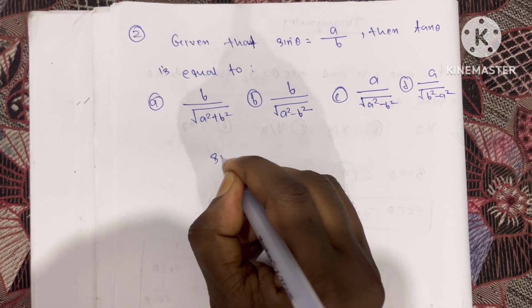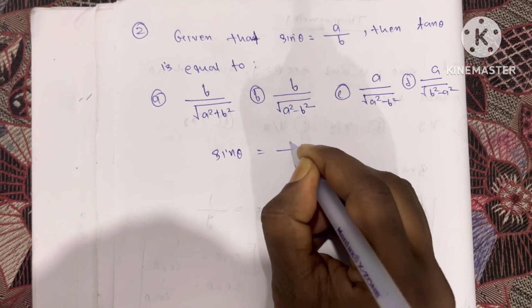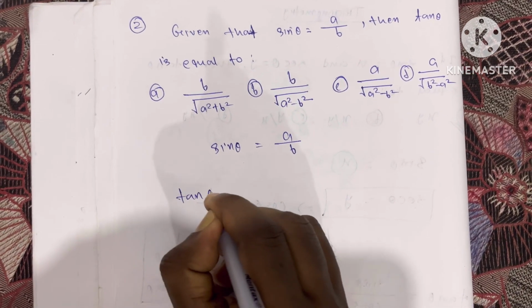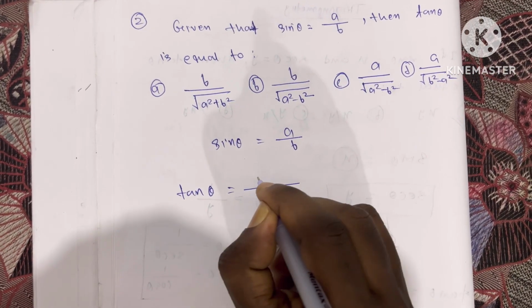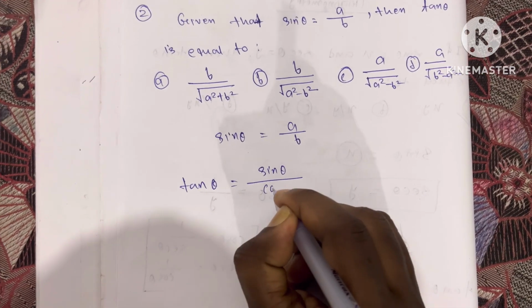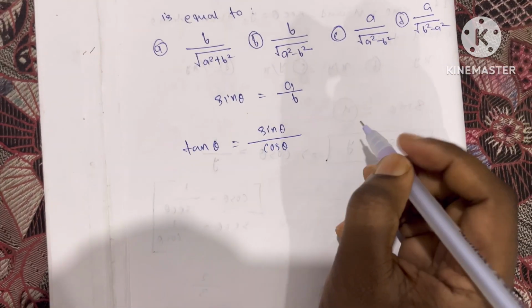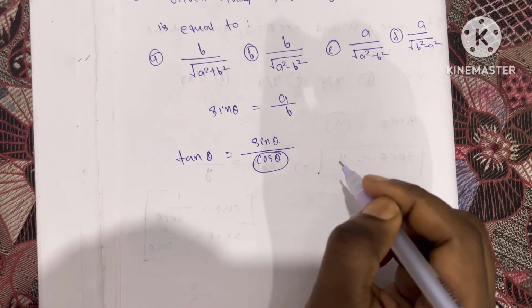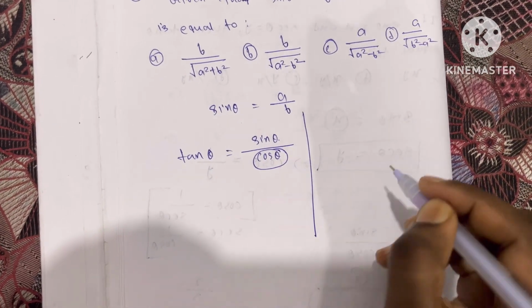Given that sin theta is equal to a by b, we need to find the value of tan theta. Tan theta means sin theta by cos theta. So we have the value of sin theta, and we need the value of cos theta. So how will we find the value of cos theta?